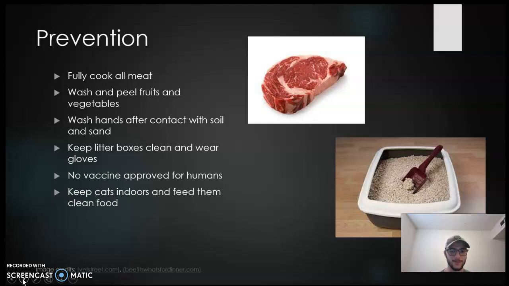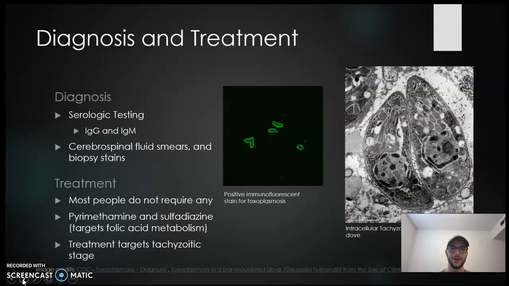As far as vaccines go, there just isn't one for people. There's one for sheep, but that's not very helpful. Diagnosis: they do serologic testing. So they check for the IgG antibodies that are specific to Toxoplasma gondii. That just checks to see if you've ever been infected.